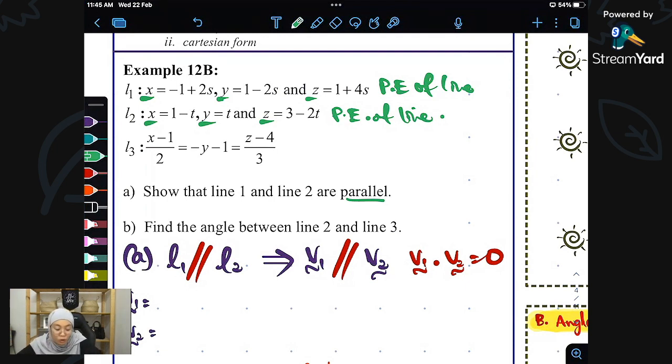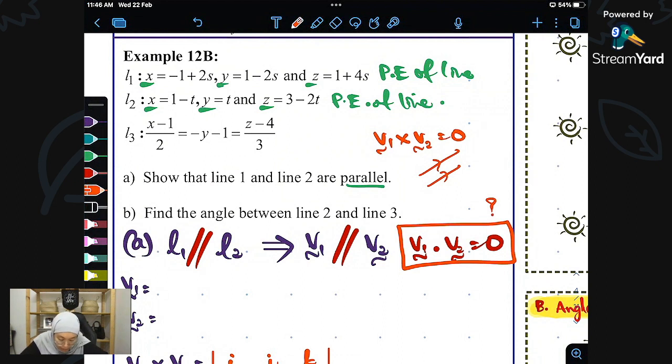So kita ada satu properties di mana properties itu menunjukkan bahawa apabila V1 dot not dot cross with V2, if we got it equal to 0, it means that they are parallel. It means that they are parallel. Okay, it means that they are parallel. Sebab apa? Kejap lagi saya tunjuk.